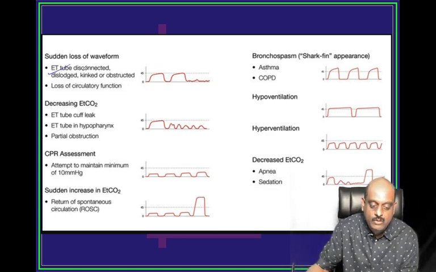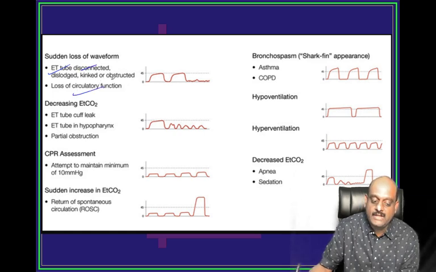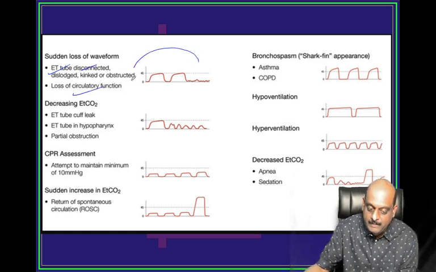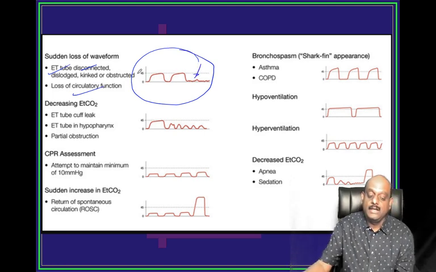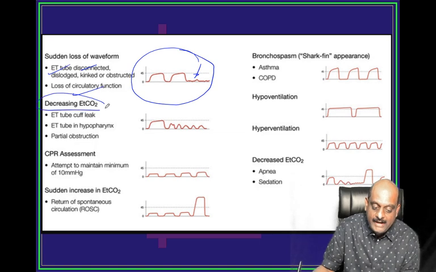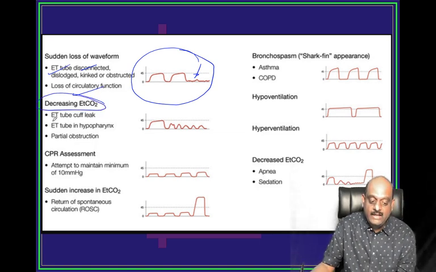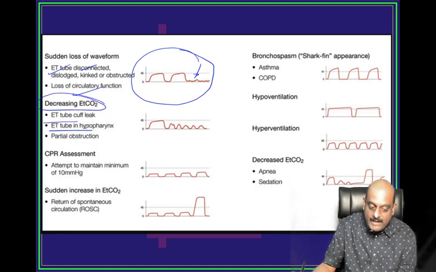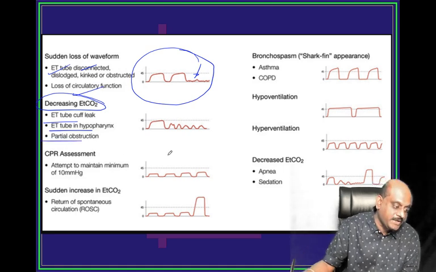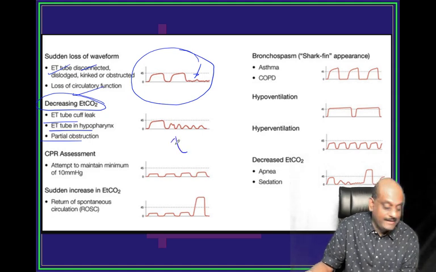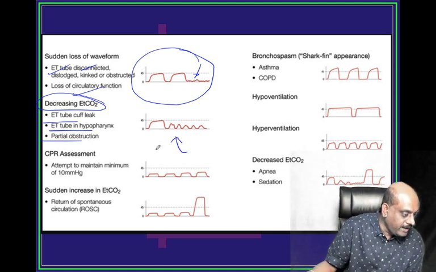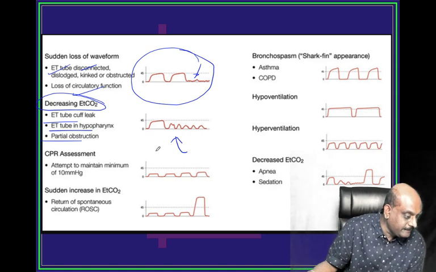If the ET tube got disconnected, or if there is a loss of circulatory function, typically it will be like this, with decreasing end tidal carbon dioxide. If there is an ET tube cuff leak, or the ET tube is in the hypopharynx, or there is partial obstruction, it will be typically like this.